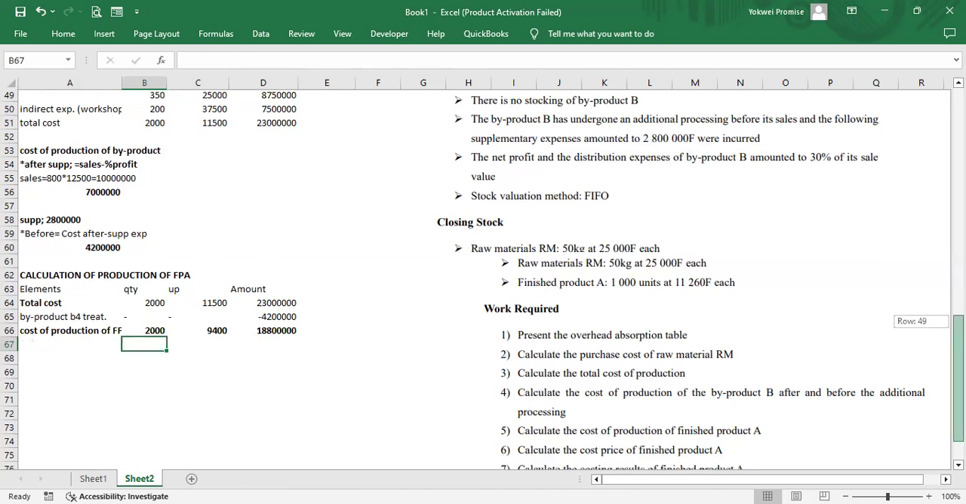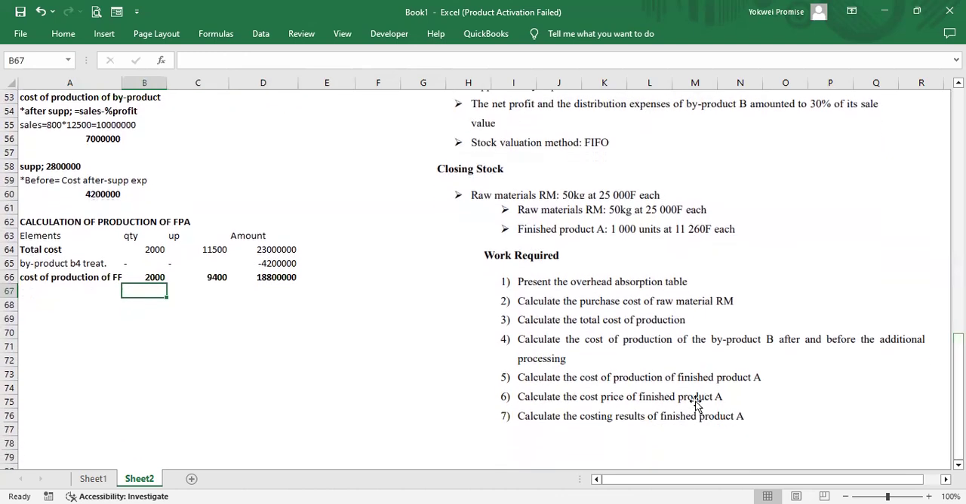So now the next thing says we should calculate the cost price of the finished product A. So to determine the cost price, now we have to do the stock inventory valuation again. When we are determining the purchase cost, we do the inventory valuation using purchases and consumption. And when we are talking about the cost price, now we are doing the inventory valuation using sales and manufacturing, right? Take note.